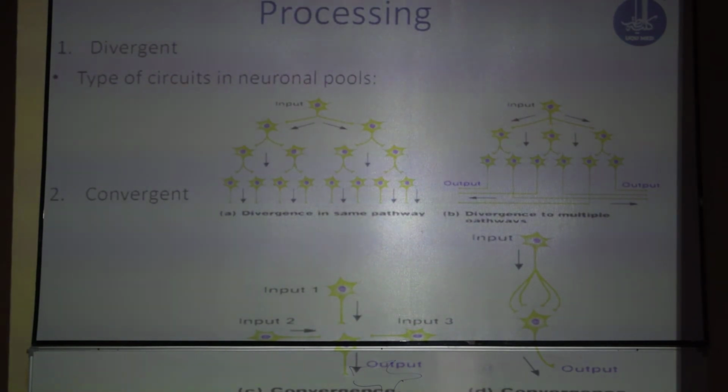The integration: sometimes one message diverges. One message goes into several cells. 1 becomes 2, 2 becomes 4, 4 becomes 8, and one message goes to 8 places. This is called divergence. I don't know what it is in Arabic. Divergent, okay. And the other is convergent. Now, 1, 2, 3 inputs get together and they stimulate collectively. So convergence examples are there.